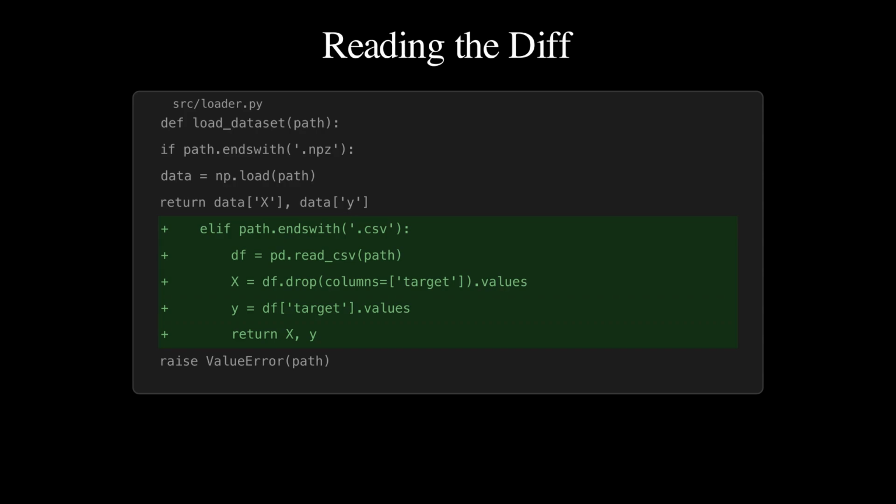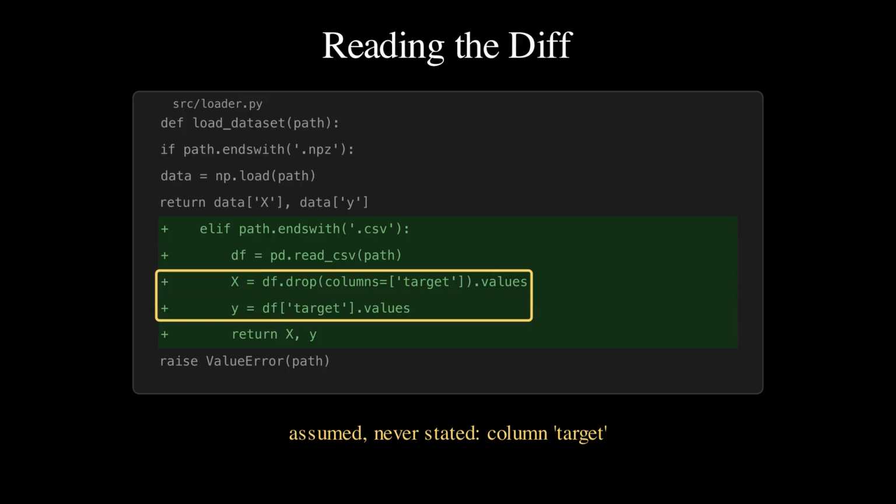The tests, if there are any, may pass. But read it. The branch assumes the target column is named exactly target, and that every other column is a feature. Neither assumption is in the instruction. Both change whether it is correct on real data. And it quietly introduces a dependency on pandas, the pd alias, which must already be in the environment. Far better to catch that in the diff than at runtime on a clean machine.